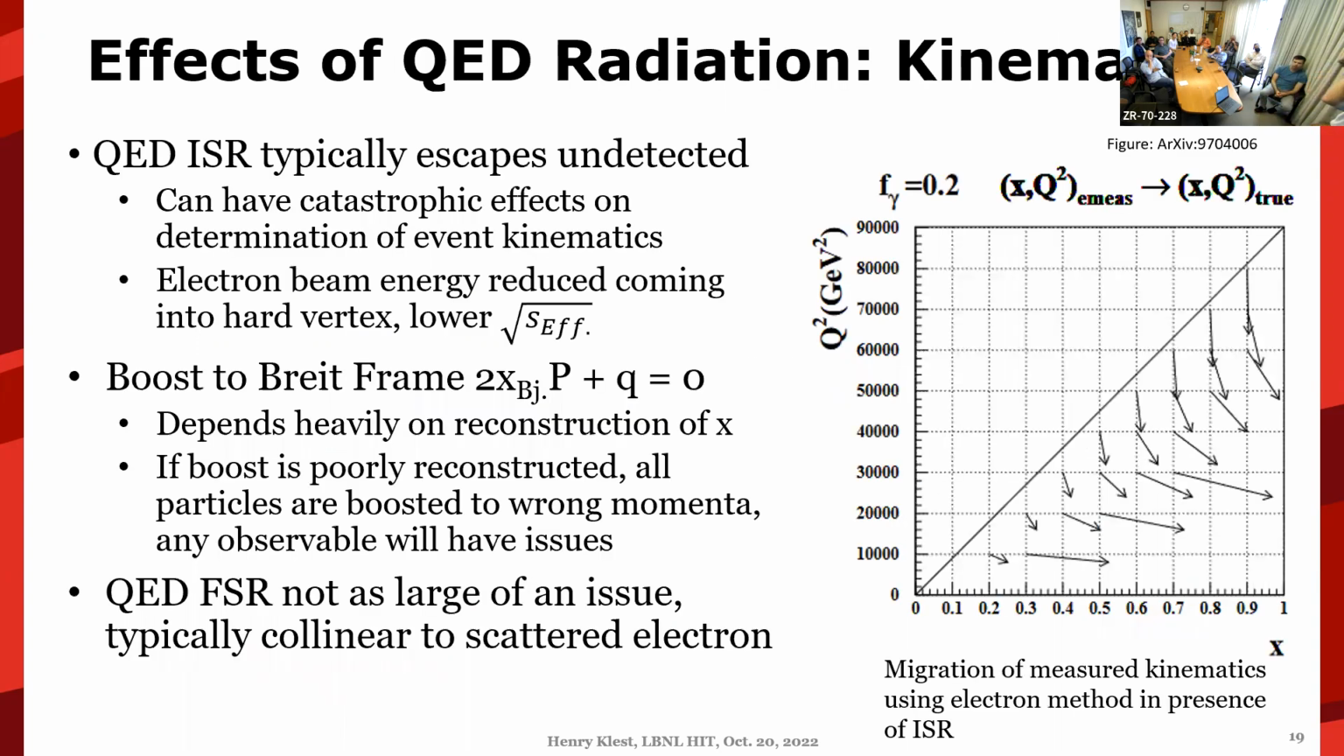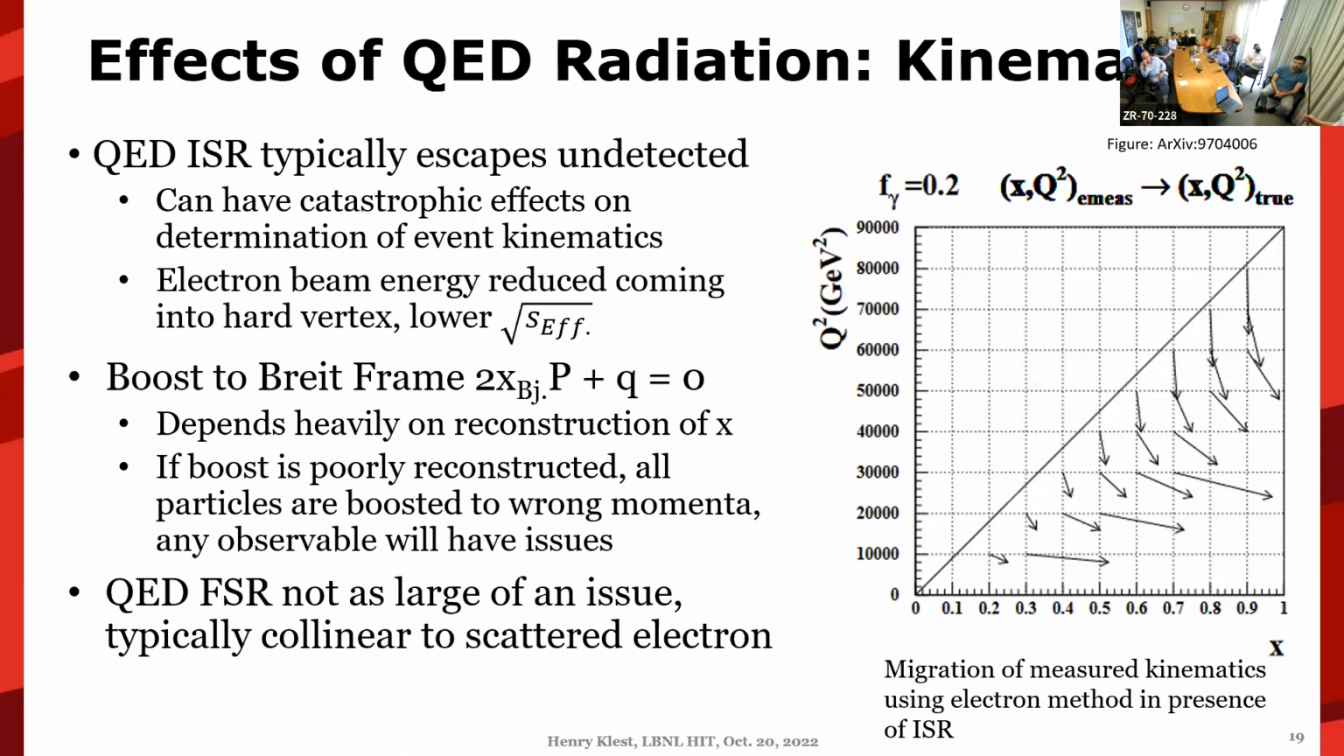So to talk a little bit about QED radiation, because it's kind of an ever-present annoyance when you're trying to do these kinds of measurements. You can have QED, a photon radiated off the incoming electron, which effectively reduces the root S of the collision because the electron beam energy is then lower. You can also have final state QED radiation, where the scattered electron after scattering releases a photon. The QED ISR is typically more challenging to deal with because it more or less just goes straight down the beam pipe and you don't reconstruct it.